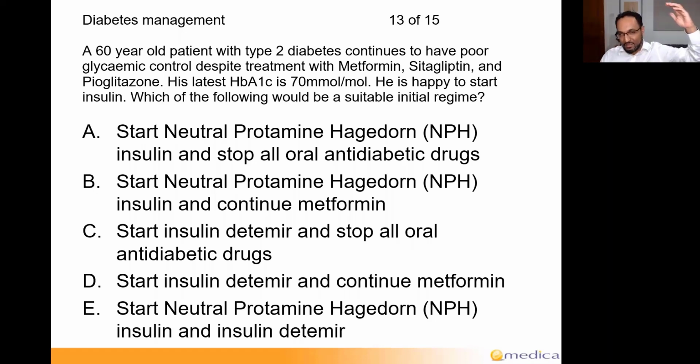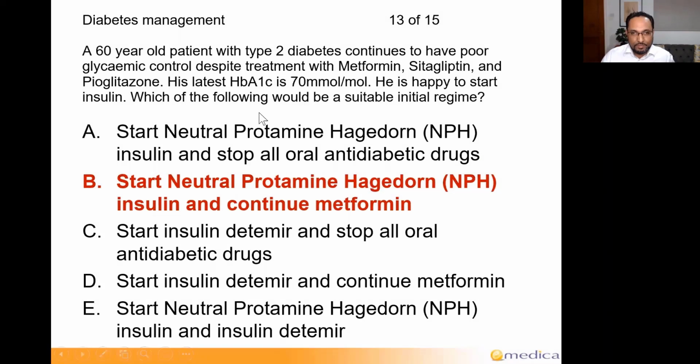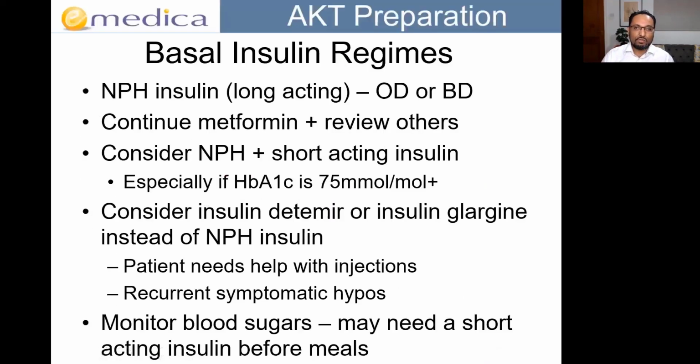not like, you know, 95 millimoles per mole that we might need to not go with a sort of gentle regime. Okay, so we want to start a suitable initial regime. We want to start something gentle. Okay, so correct answer is B, and that was the most popular answer. So well done. Okay, so let's look at why.